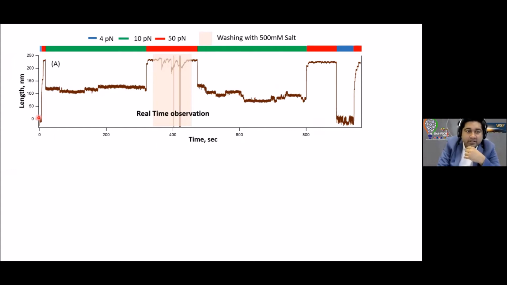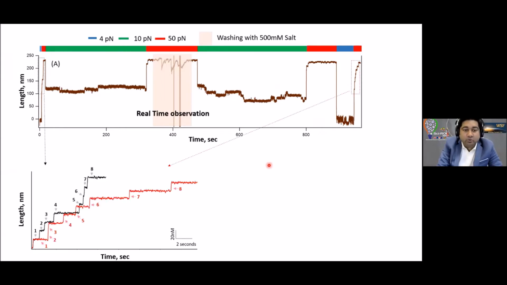Now the point is that if we combine these two traces, we can exactly see how much the unfolding kinetics changes with the single protein. When we did that, we found that the black one is the unfolding of the stress, which is very fast. The red one is the unfolding of the stress, which is slow. You don't need to do any calculation. By eye, you can see that the unfolding kinetics is slower in the presence of salt.